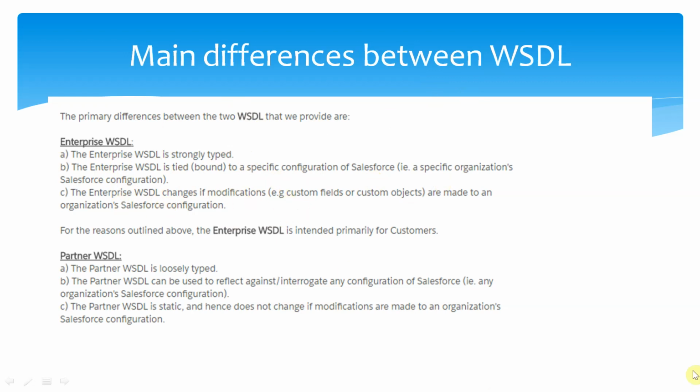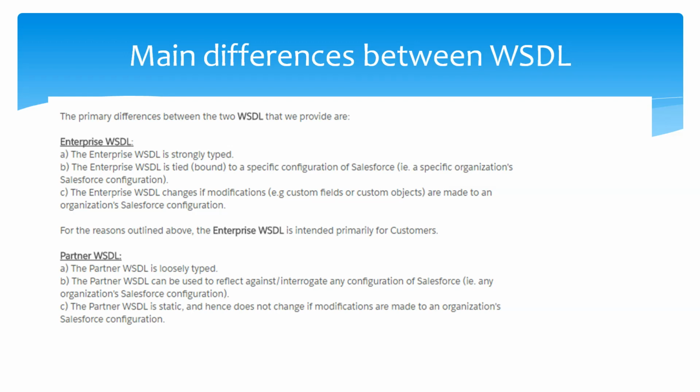So let's understand the difference between the WSDL files. The enterprise WSDL is what you will give to the third party along with the user ID and password that those people need to log in. The enterprise WSDL is tied to a specific configuration. If you make a modification, you'll have to regenerate the WSDL. There is another, the partner WSDL, which you can generate. It is loosely typed and can be used to reflect against any configuration.